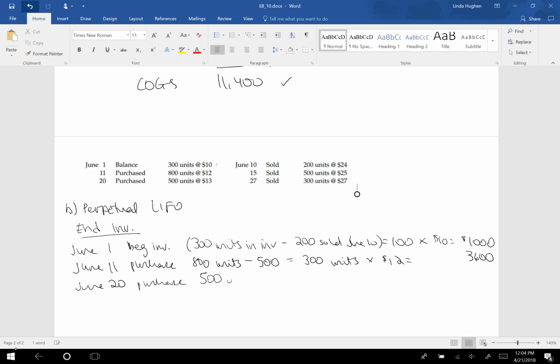And so if we sold 300 of these 500, we had 500 units. Assume we sold 300 on June 27th. That leaves 200 units, each at a cost of $13. So the value of the ending inventory under perpetual LIFO is going to be the sum here, this 1,000, 3,600, and 2,600, a sum ending inventory of $7,200.